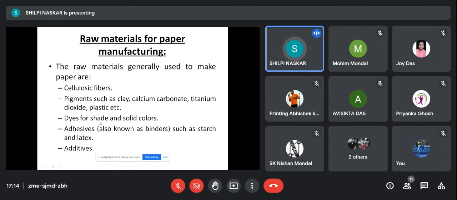Then the dyes are for shade. If you need a certain shade, a bright red, or a proper white, different colors, the shade is given by dyes. Then adhesives or binders, which are polymeric materials in short, such as starch and latex. These are used to adhere the cellulosic fiber with the pigment, the fibrous with the non-fibrous raw material.